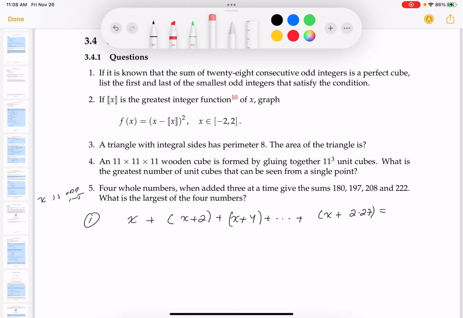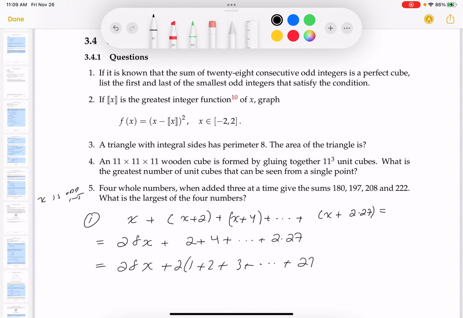And let's take a look. How many x's would you have? Well, there's going to be 28 terms, right? So it's 28 x's. Let's write this down. Plus, what are you going to get? 2 plus 4 plus yada, yada, yada, all the way up to 2 times 27. And again, my goal here is to add this together, right? 28x plus 2 times 1 plus 2 plus 3 plus yada, yada, yada, up to 27.